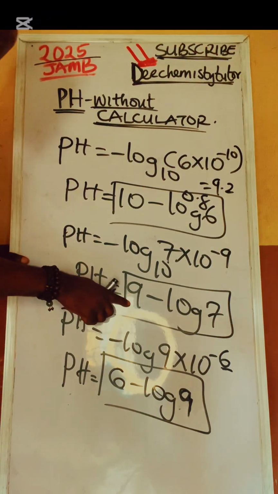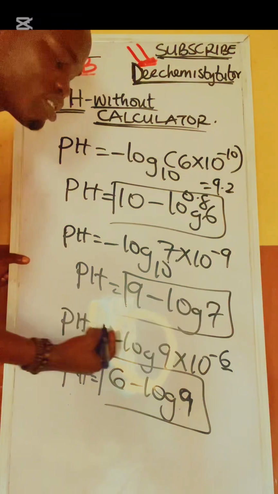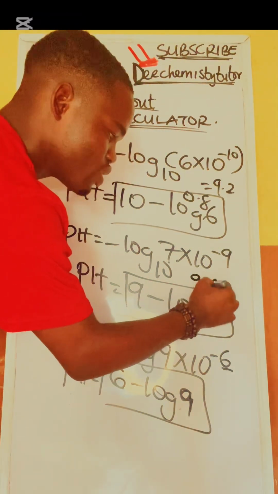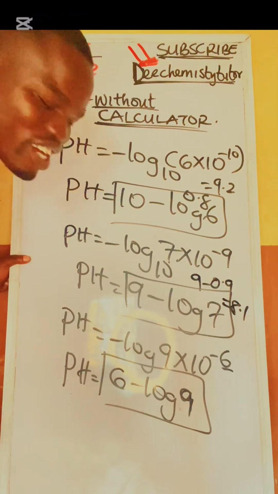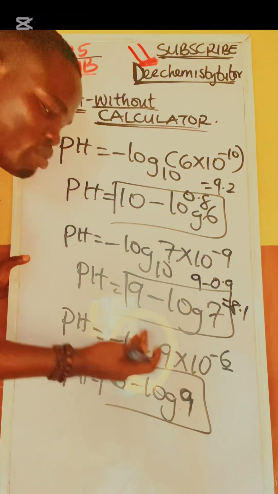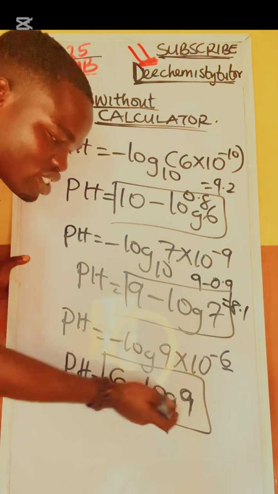Now, this is 9. 9 minus log 7. I know that the answer to this one is 9 minus 0.9, and I know that this one is 8.1. How do I know? You will know that now. In fact, let me change this one. This is 6. This is also 9.